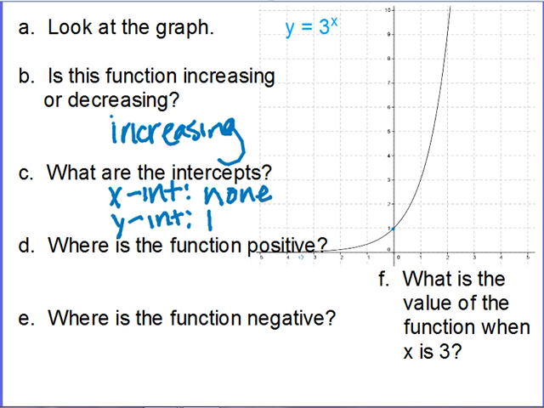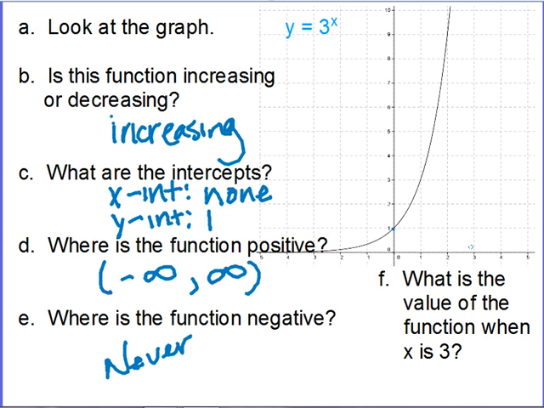Where's the function positive? Where is it above the x-axis? It is always above the x-axis. So in that case, I'm going to say from negative infinity to infinity. And where is the function negative? It never is negative.